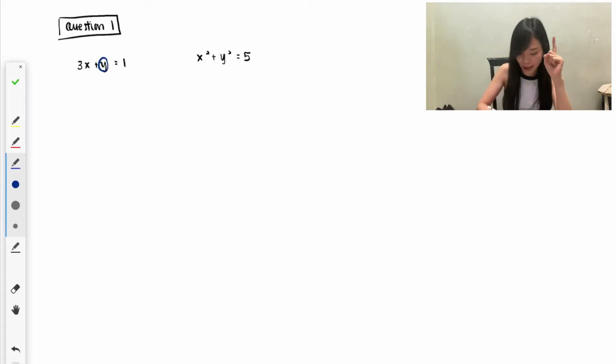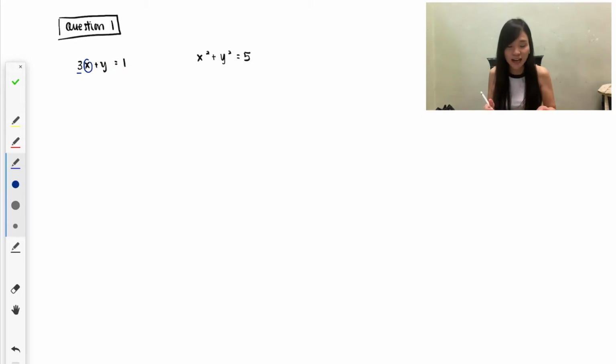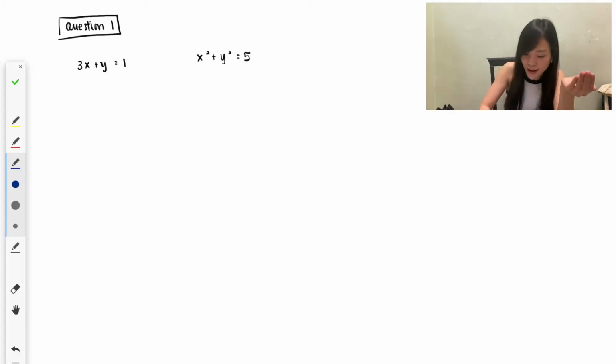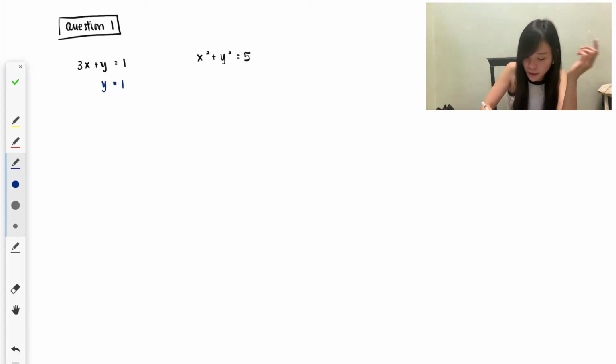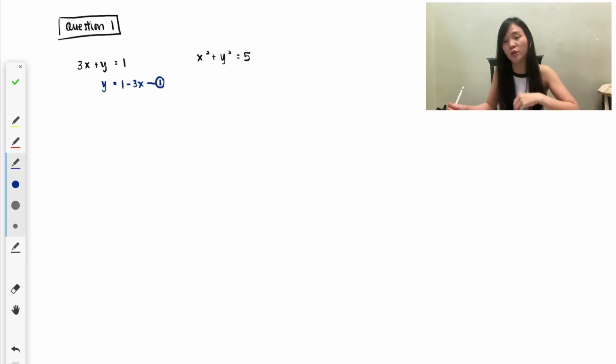Why won't you choose x? Because beside the x there's a 3, so they are not single now. If both are not single, you can just choose either one. But if one of the variables is a single unknown, try your best to choose that. So for this, I will choose y. How do we make the 3x disappear? Move it over. Plus 3x, move there, minus 3x. Isn't it a wonderful equation 1?